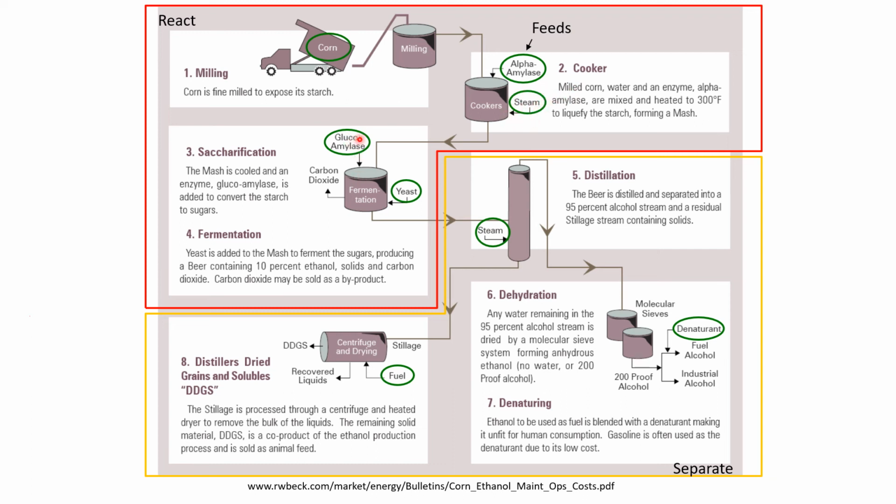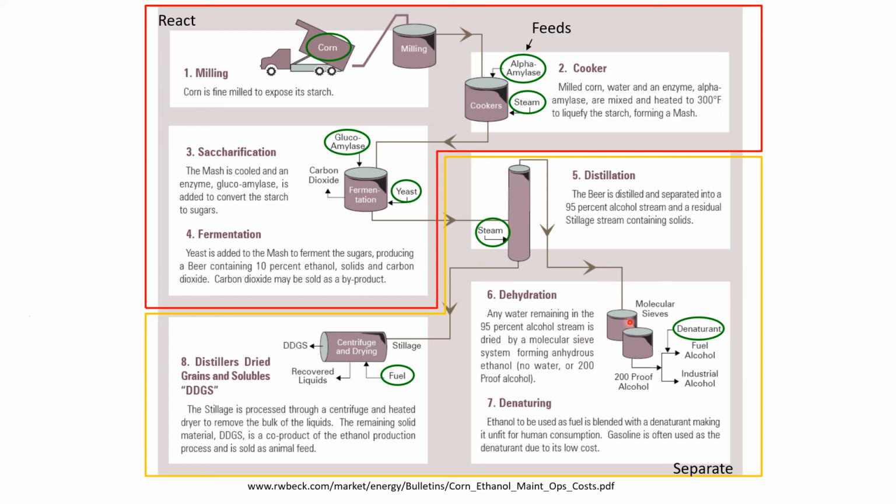In the next step, we add another enzyme, glucoamylase, to further saccharify the starch. We add yeast, which is the microorganism that does the conversion of the glucose into our desired product, ethanol. In the distillation step, we add more steam, because this distillation step requires energy in order to heat up the liquid to produce a vapor that comes off the top containing our desired ethanol.